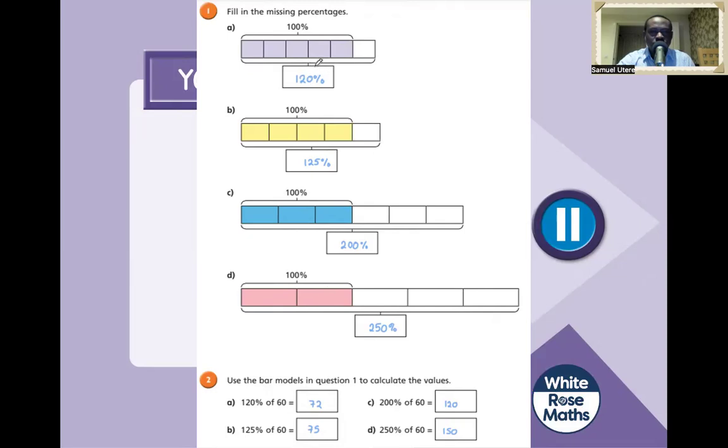For this one, just to demonstrate it, 120% of 60. Remember what I explained to you, 100% represents this whole lot. So this is 1, 2, 3, 4, 5. If 100% represents 60, 20% of 60 is going to be 12. So 60 plus 12 will be 72.